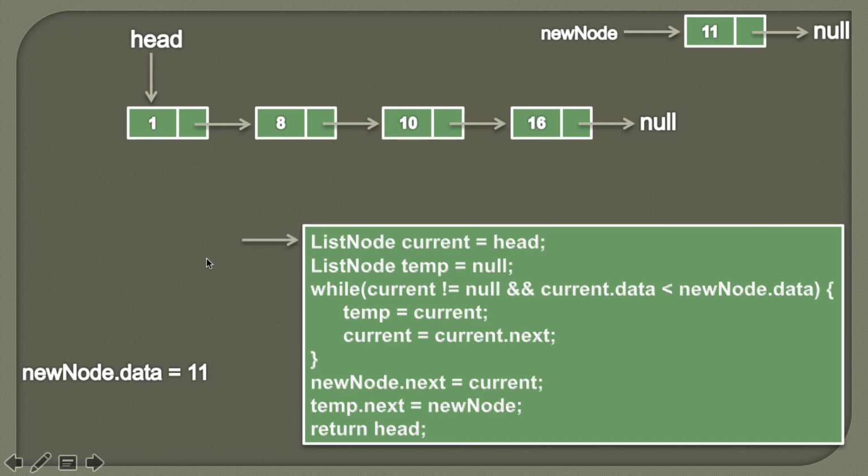So in order to insert a new node in a sorted singly linked list, first we'll create a list node by name current, which will point to the head. So here if you see, the head points to the first node, therefore the current will also point to the first node. Then we'll create a temporary node which will point to null.